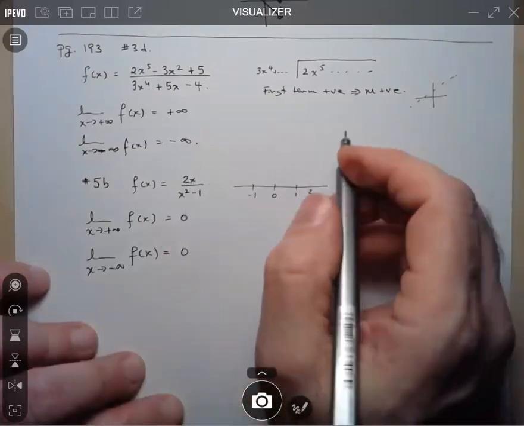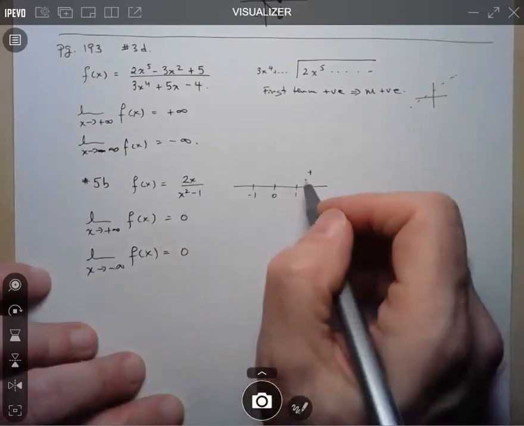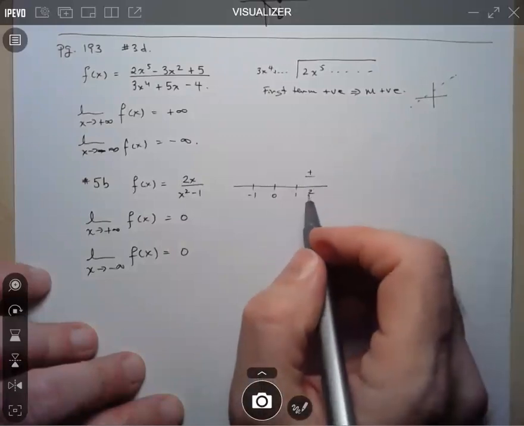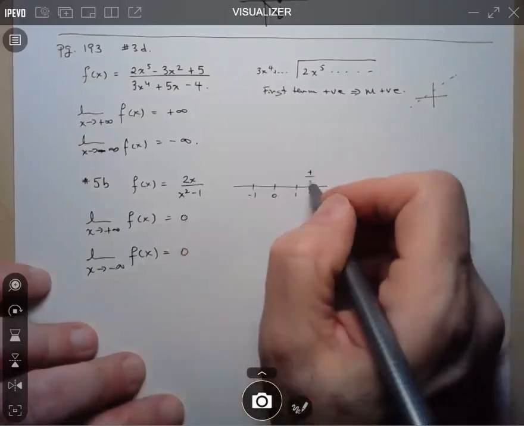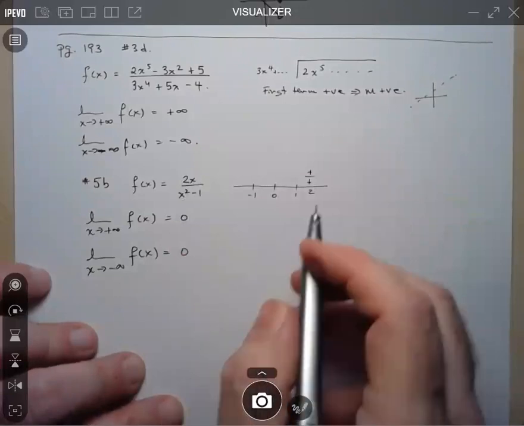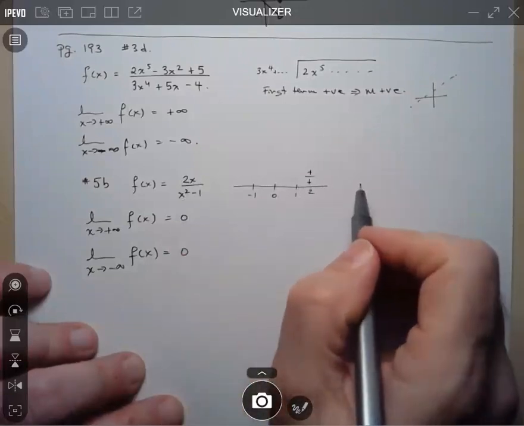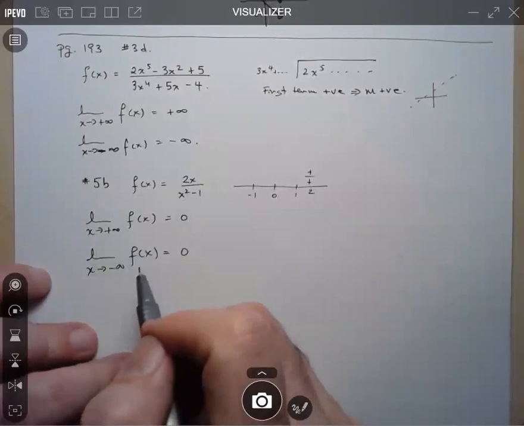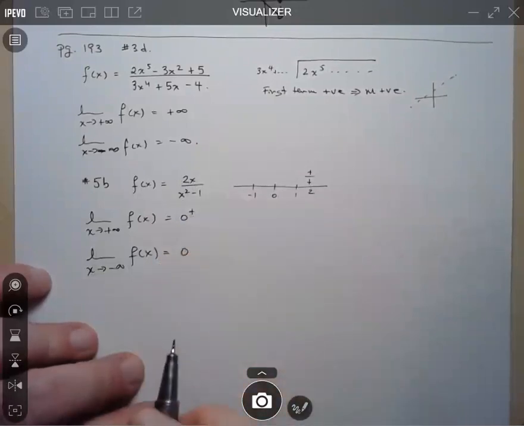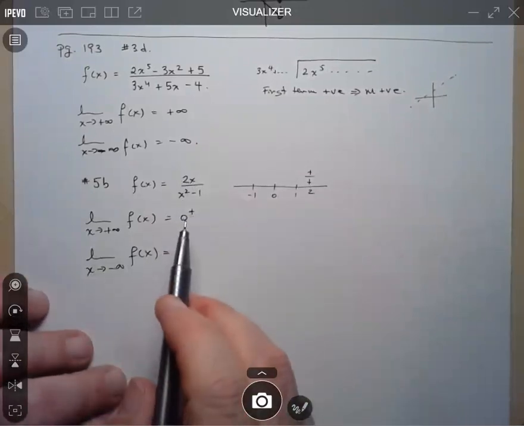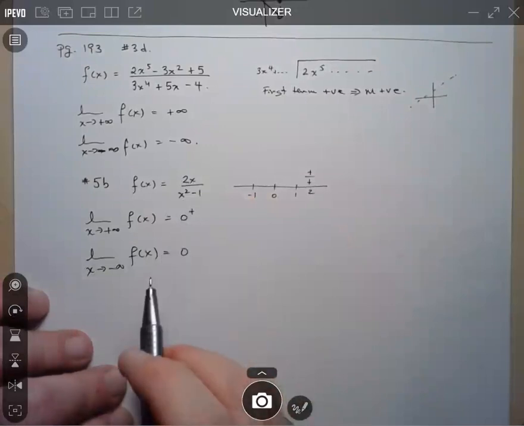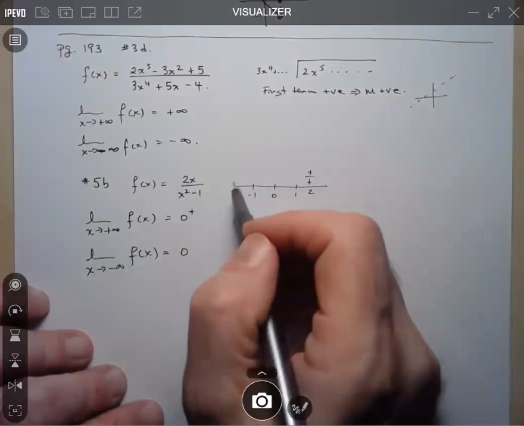2 times 2 is 4, positive, over 4 minus 1, positive. So that means that everywhere greater than 1, as I approach positive infinity, the function values are always positive. So it's going to have to approach 0 from the top side, from the positive side. Okay. Let's do the same thing on that side.